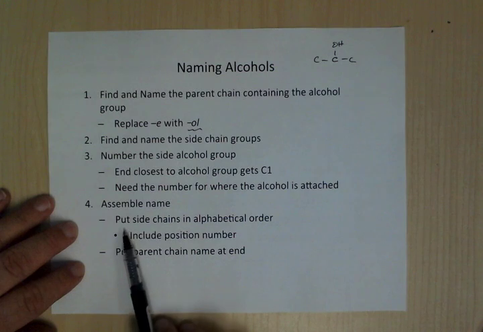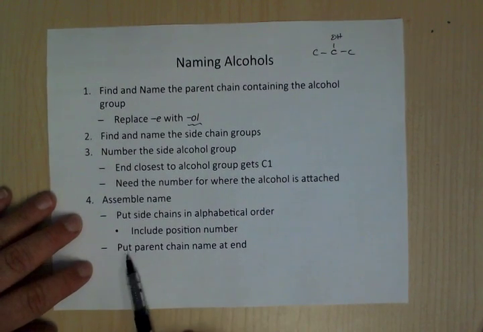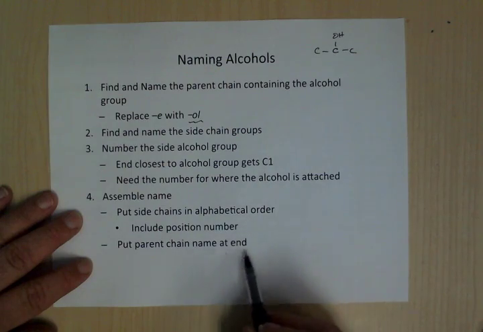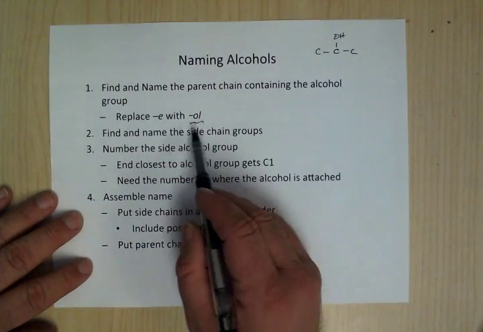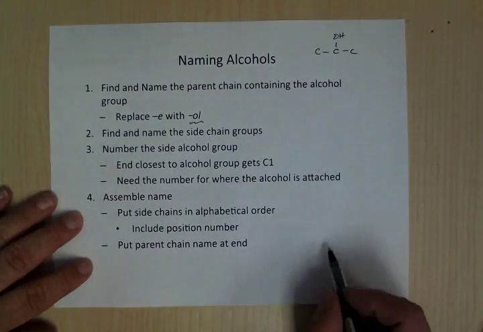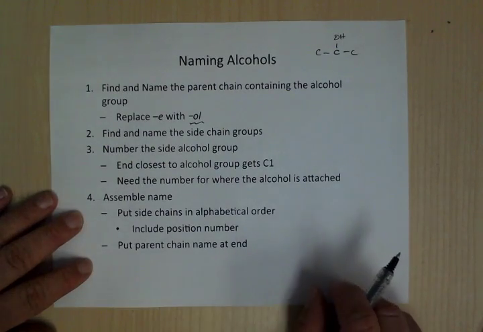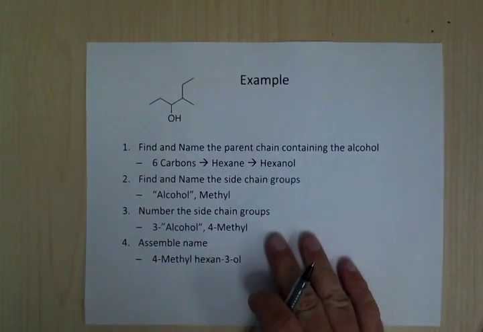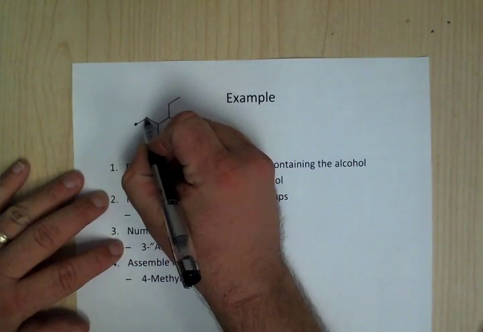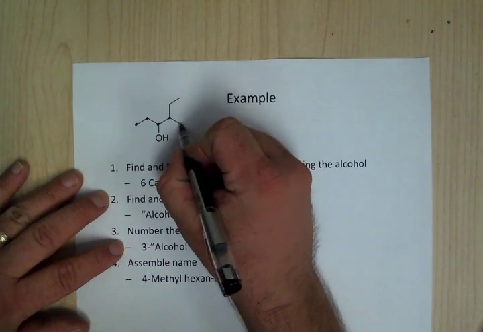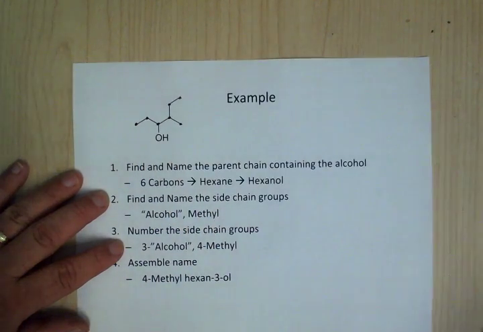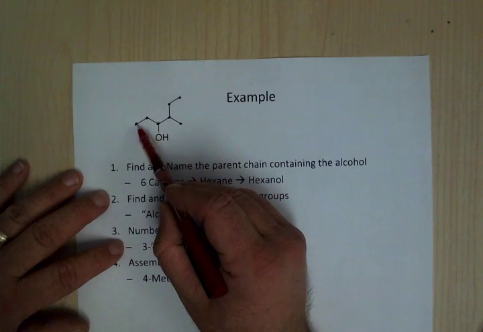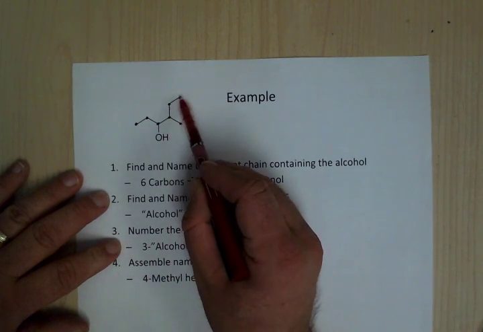So put the side chains in order and put the parent name at the end. Now you are going to need a number again where the alcohol is, where the OL is. You can either put it out front of the main chain or within it. For example, again you can put in your carbon groups or your dots for your carbons. So we're going to go 1, 2, 3, 4, 5, but we could also do 1, 2, 3, 4, 5, 6.